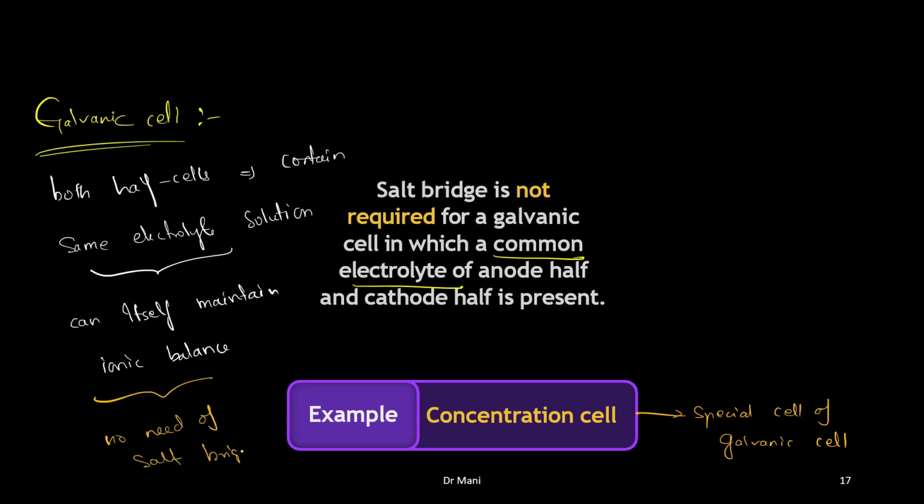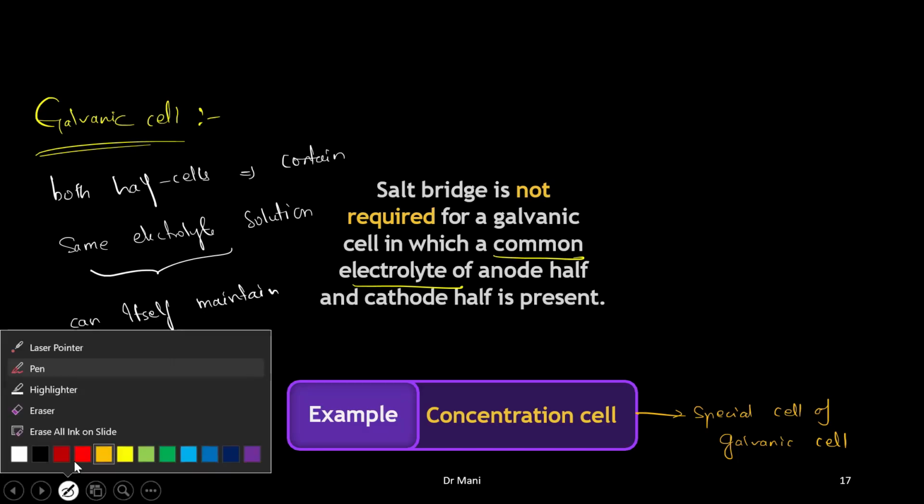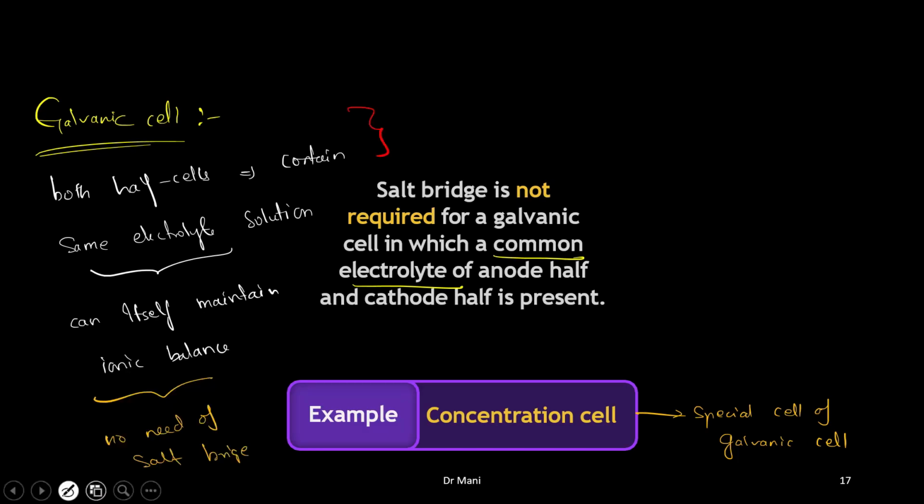Is this clear? Then how does this work? Suppose both are the same solutions, then how does it work? It works because of the difference in concentration. If you take one half cell, the concentration in this half cell is more compared to the other half cell. By this difference in concentration, the cell works. That's why it is called a concentration cell, which is a special type of galvanic cell. Is this clear?